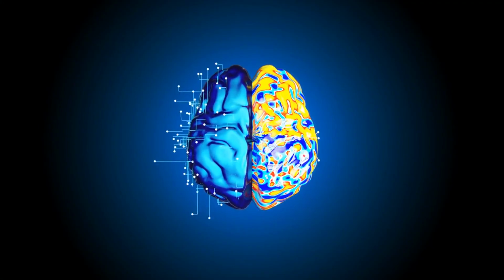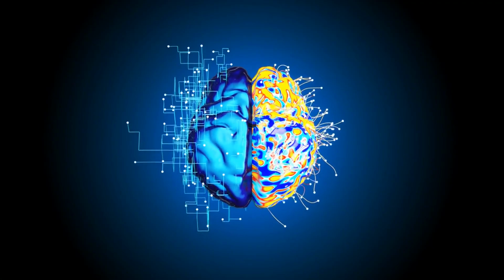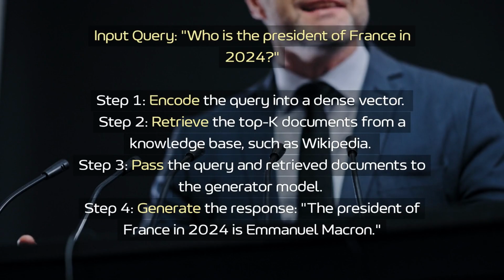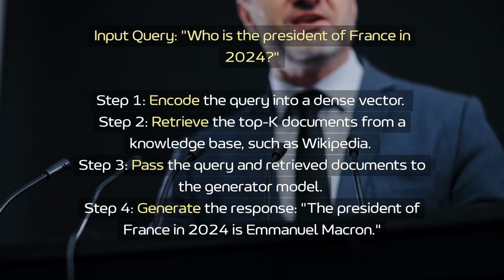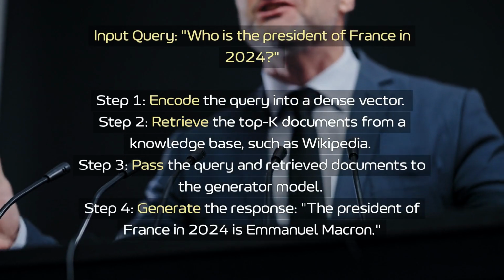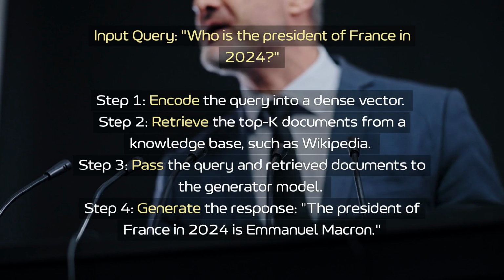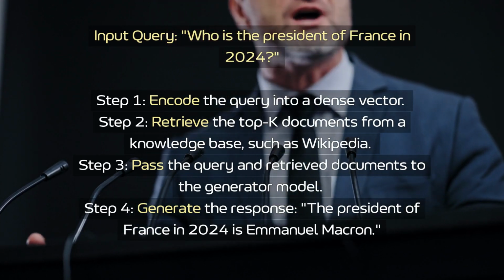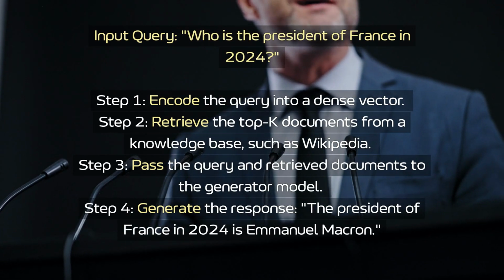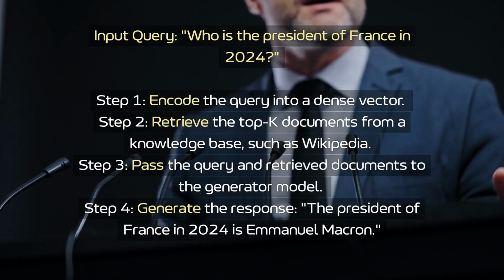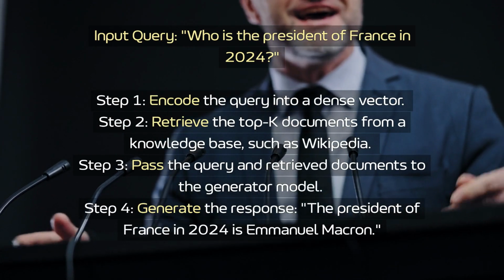Here's an example of the workflow of RAG. Input. Query. Who is the President of France in 2024? Step 1. Encode the query into a dense vector. Step 2. Retrieve the top K documents from a knowledge base, such as Wikipedia. Step 3. Pass the query and retrieved documents to the generator model. Step 4. Generate the response. The President of France in 2024 is Emmanuel Macron.